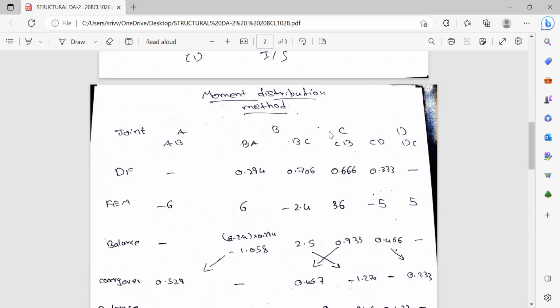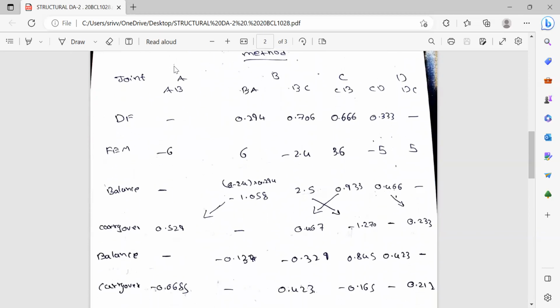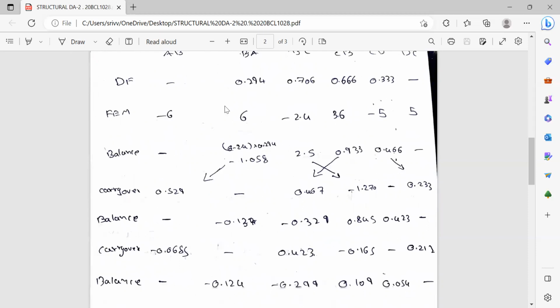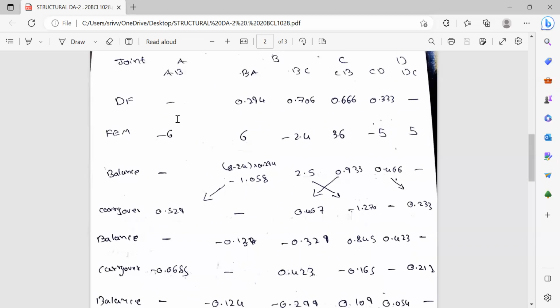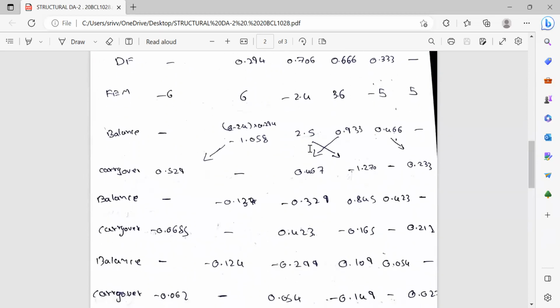Then we need to draw the moment distribution table. And here we need to draw joints A, B, C, D respectively. Then we need to write down the distribution factor for each of them. We don't have a distribution factor for A and D as they're not the joints, so we don't have to find it for them. And then the fixed end moment values that we have found by assuming that all of them are fixed end.